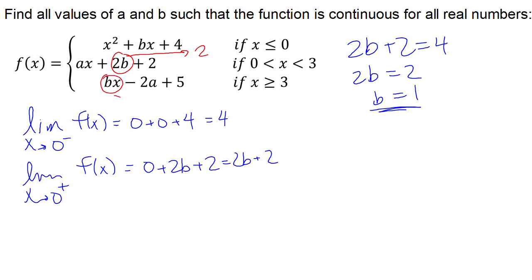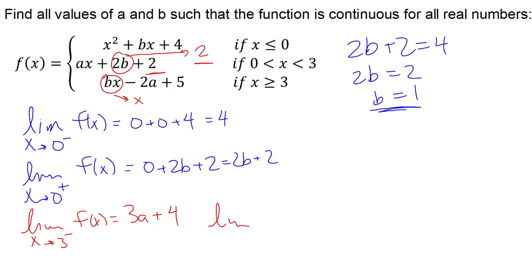And bx is just going to be an x, right? Because b is already 1. So we'll do that. We'll do a limit as x approaches 3 from the left of f of x, which will be 3a plus 2 plus 2, so 3a plus 4.